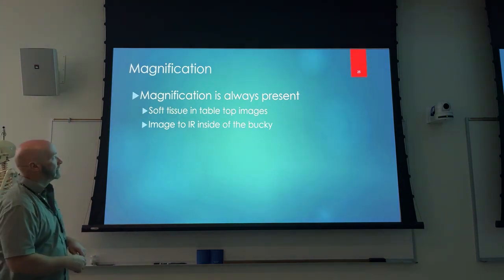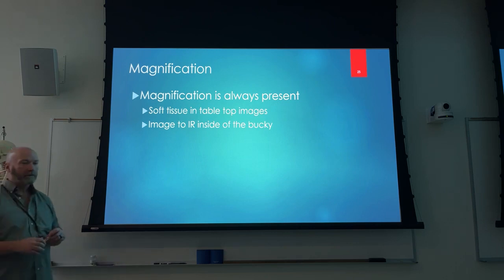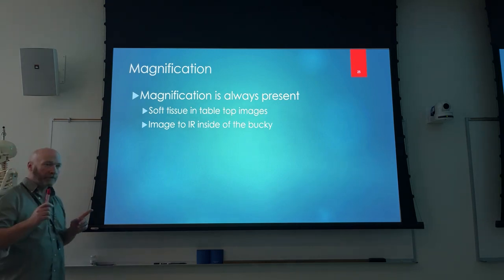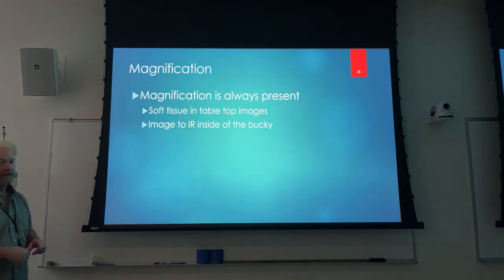You still have magnification. So the soft tissue on tabletop images gives you an increase in OID because the soft tissue is generally not what you're looking for. You're looking for the bone, right? So it's going to give you an increase in OID, which is going to give you some magnification.